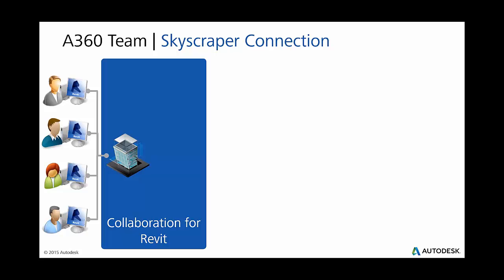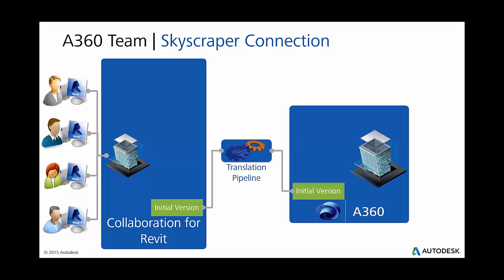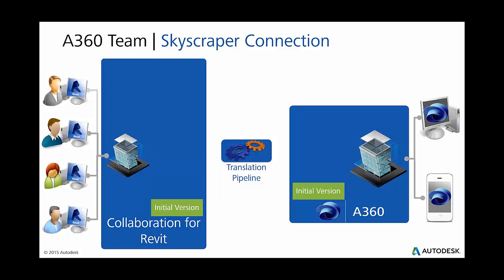So if I've got 4 users working on a model in collaboration for Revit, the first sync with Central here is going to create an initial version. And that initial version is going to go through our translation pipeline and create an initial version inside of A360. So you've got mobile and web access to that initial version by anybody in the A360 project, not just the Revit users. As time progresses, if I'm doing Sync with Central, I'm going to be creating a version as I go. Other members are making other Sync with Central versions.